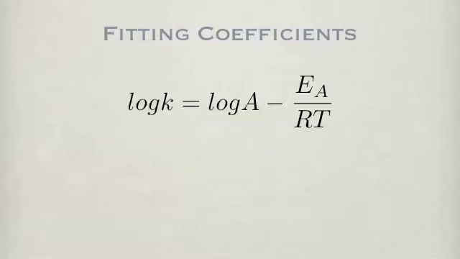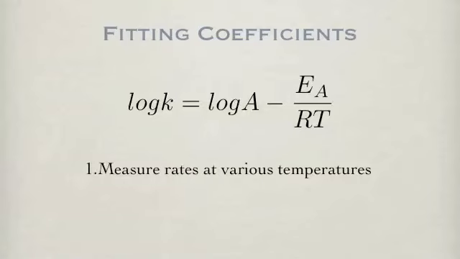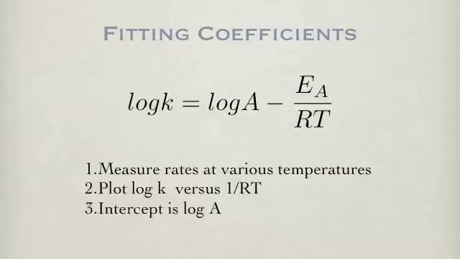The rate constant, with or without the coefficient, is purely a function of temperature. Thus, if the rate constant is measured at different temperatures, the coefficients can be determined. If a plot is made of log k versus 1 over RT, then the intercept is the log of the coefficient, and the slope is the activation energy.